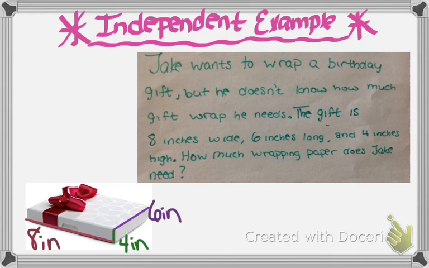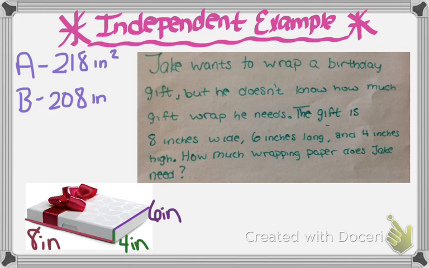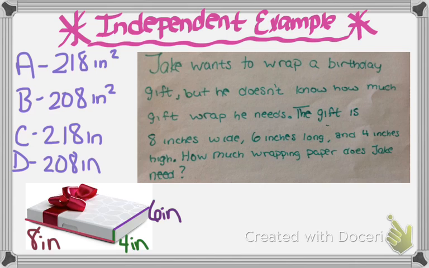The model for the problem above is on the bottom left-hand corner. This is a multiple choice. Your options are A, 218 inches squared, B, 208 inches squared, C, 218 inches, or D, 208 inches.